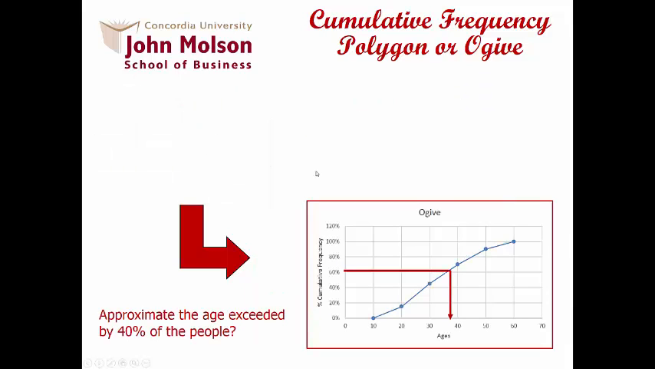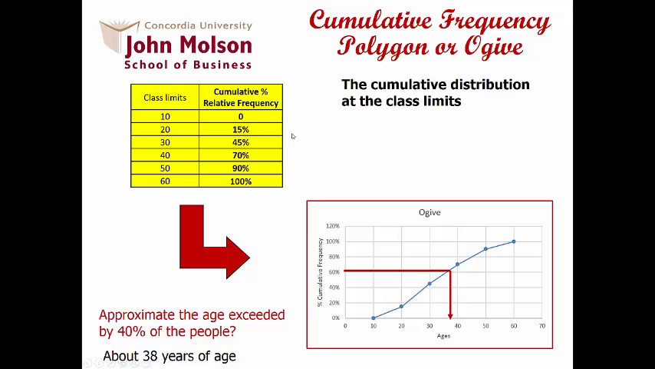So where do we find this? Here is a table that we will be using. Those are my class limits and the cumulative relative frequency. At the class limit of 10, I have 0. At the class limit of 20, I am at 15%. At 30, we are at 45%. And so on. At 40, we are at 70%, and so on. This is a cumulative frequency.